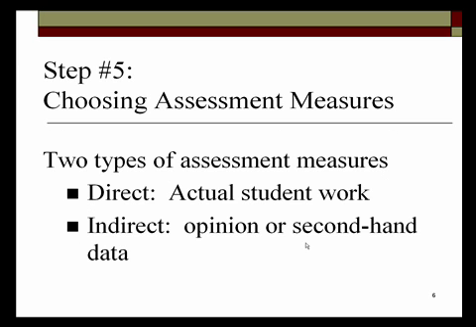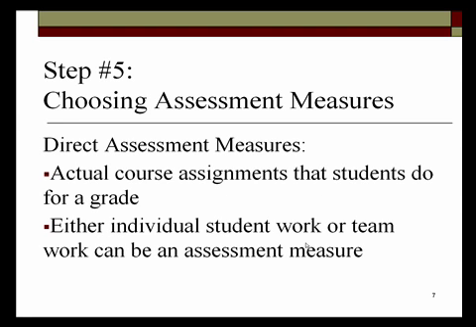What are the major types of assessment measures? There are two basic types of assessment measures, direct and indirect. Direct assessment measures are samples of student work that demonstrate student learning. Indirect measures are secondhand data, for example, how students feel about their learning or what alumni report that they remember from their studies. Can anything be a direct assessment measure? Direct assessment measures are most often actual course assignments that students do for a grade. Either individual student work or teamwork can be an assessment measure.